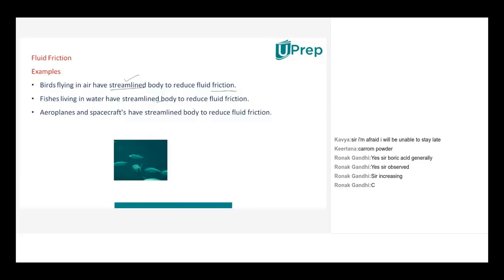Very good. So streamline means we are giving a particular shape in such a way that the friction will be reduced. Okay. And by seeing the wings of birds only, the aeroplane was designed actually. So the aeroplane was designed in such a way that it can reduce the friction while moving in air. Okay. So generally, streamlining means what?